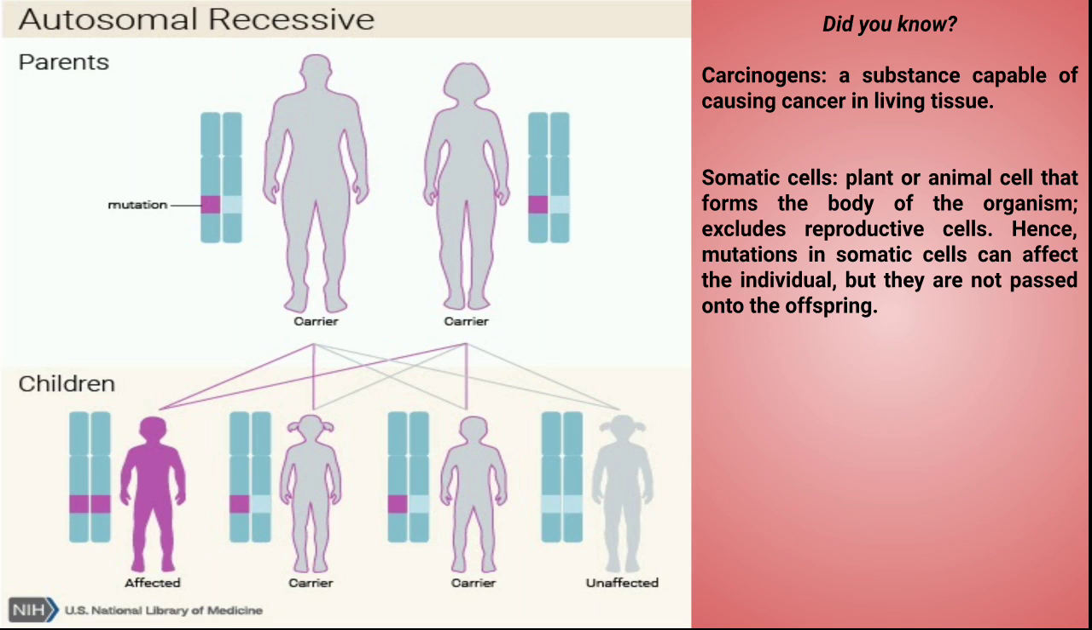Alright, so did you know a carcinogen is a substance capable of causing cancer in living tissue? And somatic cells are plant or animal cells that form the body of the organism, but they exclude reproductive cells and germ cells.